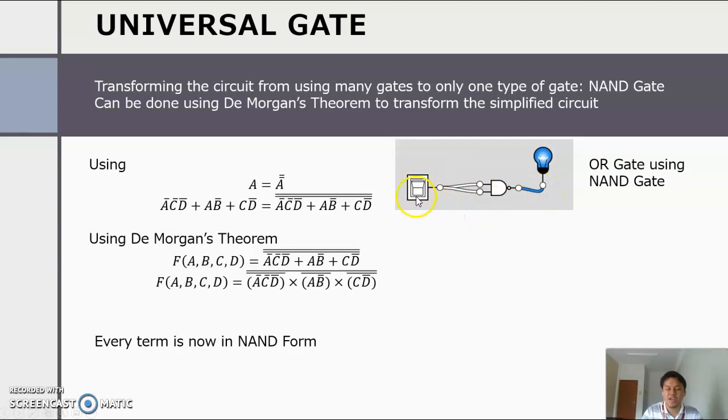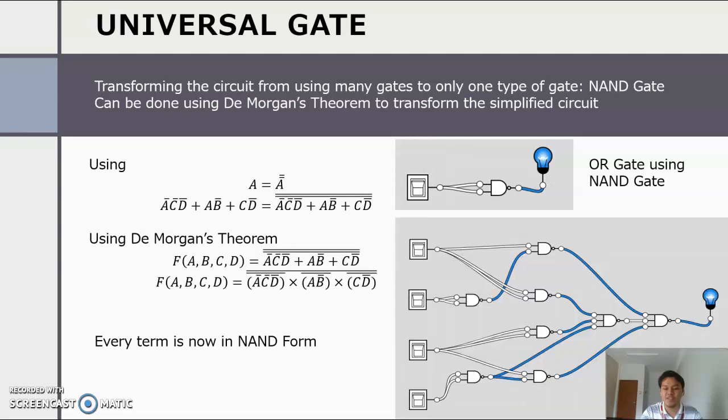So when the input is 0, the output will be 1. And let's look at what happens if the input is 1. When the input is 1, 1 and 1 will result in 1. But this is the NAND gate, so the 1 is inverted into 0. So when the input is 1, the output will be 0. So this is the OR gate equivalent using NAND gate. With that out of the question, we will be able to construct the equivalent circuit using only NAND gate. And this is the circuit.